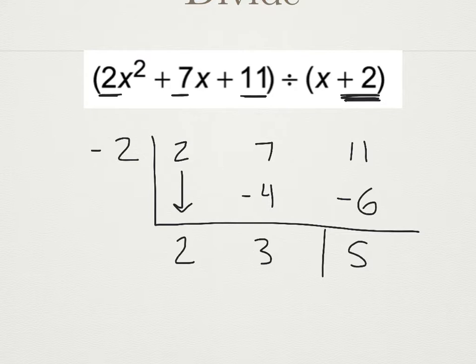So our last number here is our remainder. And then 3 is our constant, and 2 is going to be our x. So we have 2x plus 3 with a remainder of 5.